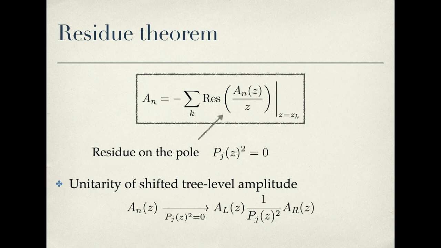Now, what is the residue on the pole? The only poles come from these propagators, pjz square, from these shifted propagators. The shifted amplitude is still an on-shell tree-level amplitude, so it satisfies the unitarity relation, the same one we had before. It also should factorize. It's shifted, but it doesn't matter. It's just an on-shell amplitude with some momenta, despite them depending on z. So if we start with A n of z and go to the pole, pjz square equal to zero, which is a pole of this function, it just factorizes into left and right amplitudes with 1 over pjz square there. It's exactly the same expression as before, but now for the shifted amplitude.